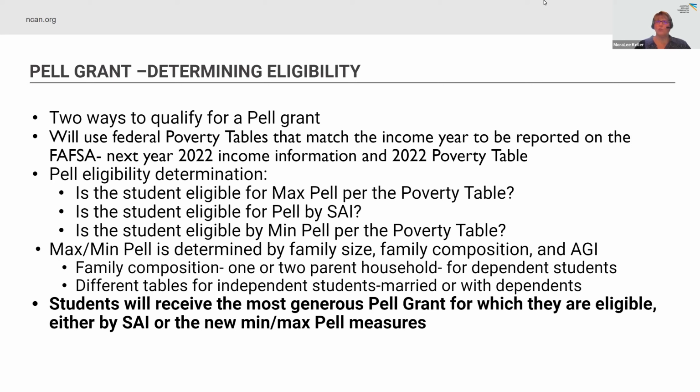So students will sort of get 2 ways to become Pell eligible. The good news is that whatever way, whether it's the poverty table or the SAI calculation, whichever one gives them the largest Pell Grant, that's the amount that they will be eligible for. So we'll always be most generous to the student in terms of which formula gives them the bigger Pell Grant.